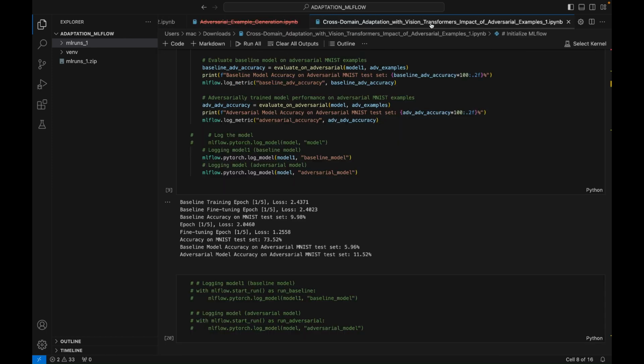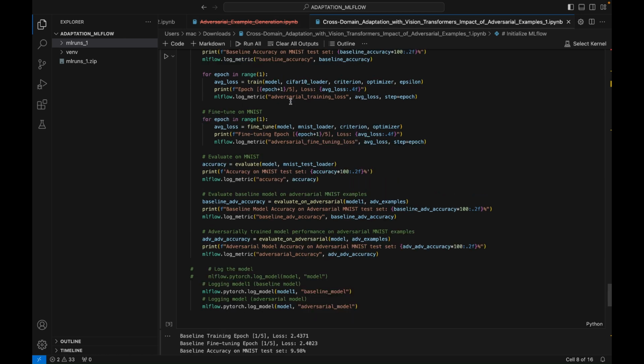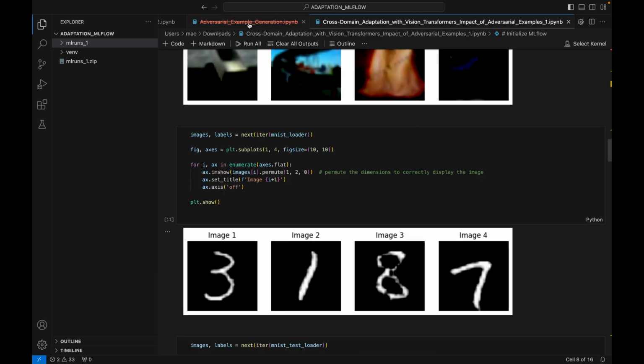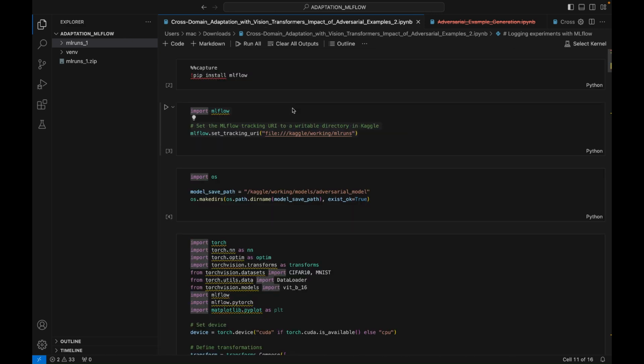For that, first we tried using one epoch only. This is the same code, but it's a one epoch version. And this is another code. This is the 5 epoch version. Okay, here I will explain this mainly. So this is our final project, a cross domain adaptation.